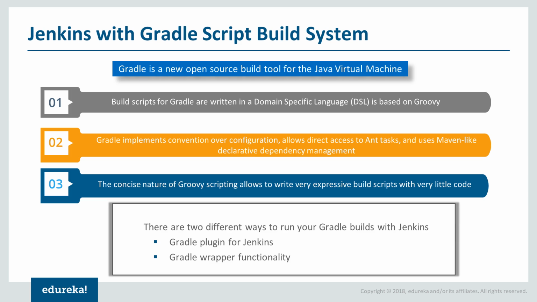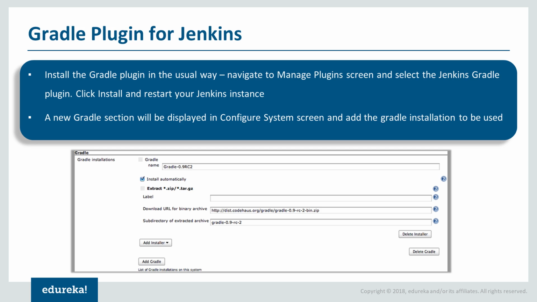Gradle implements convention over configuration, allows direct access to Ant tasks, and uses Maven-like declarative dependency management. Now, the concise nature of Groovy scripting allows you to write very expressive build scripts with very little code. It is very new compared to Maven, however, it has gained a lot of popularity because of the benefits it provides. There are two different ways to run your Gradle builds with Jenkins. You can use a Gradle plugin for Jenkins, or you can use the Gradle wrapper functionality. As you can see here, you need to install the Gradle plugin in the usual way again. In fact, in most cases, you will find it pre-installed.